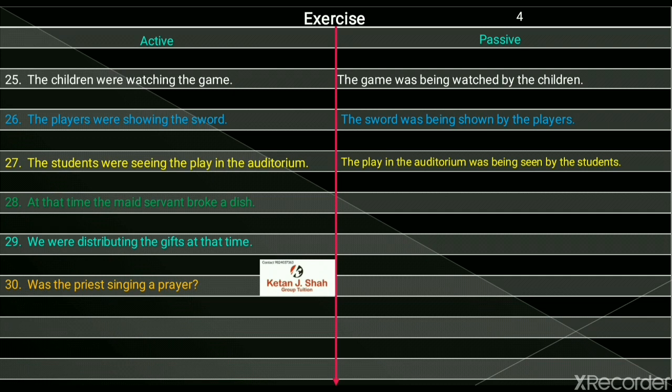28th. At that time the maidservant broke a dish becomes, a dish was broken by the maidservant at that time. 29th. We were distributing the gifts at that time becomes, at that time the gifts were being distributed by us. 30th. Was the priest singing a prayer? Becomes, was a prayer being sung by the priest?